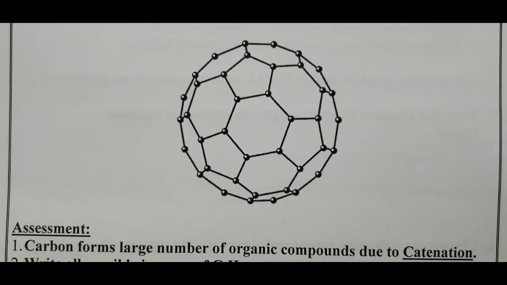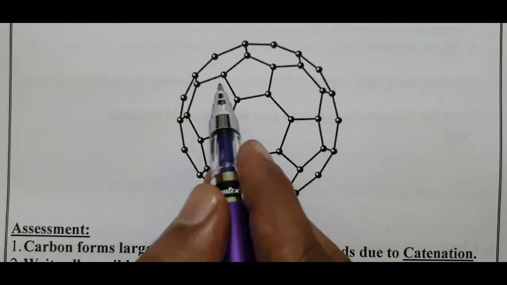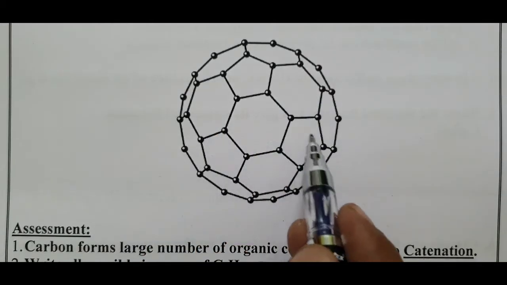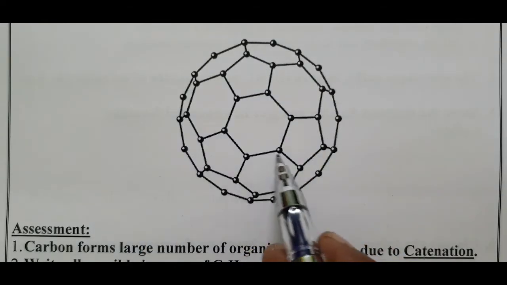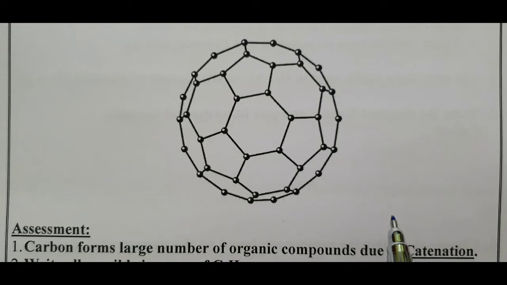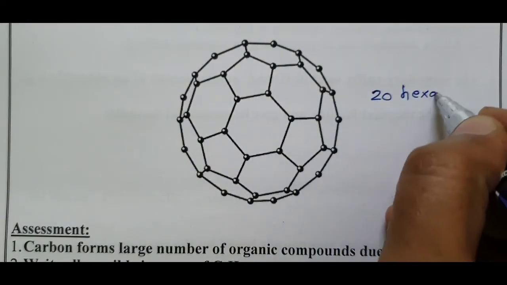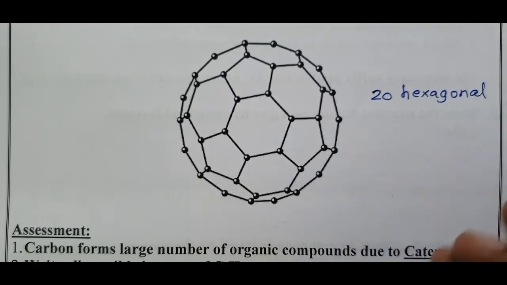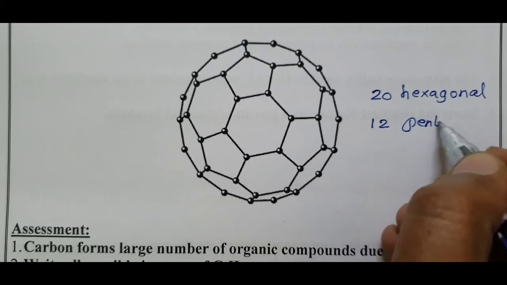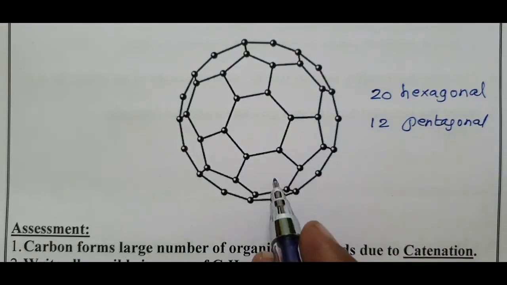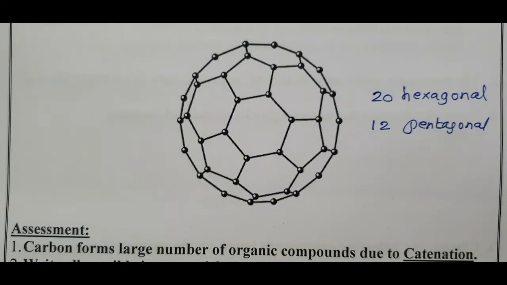In fullerene, it seems to be like a football. This is a 6-membered ring, 6-membered ring, 6-membered ring, and a nearby 5-membered ring. So this is a 5-membered ring. This is also a 5-membered ring. There are 20 hexagonal 6-membered rings in carbon 60 fullerene and 12 pentagonal 5-membered rings.